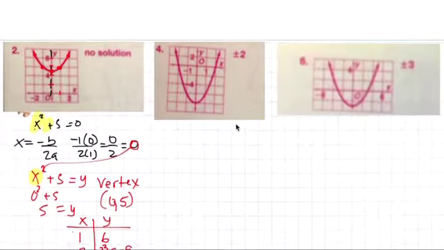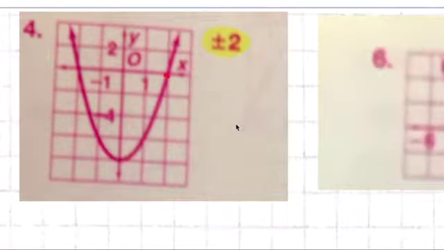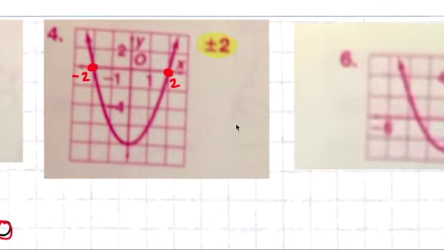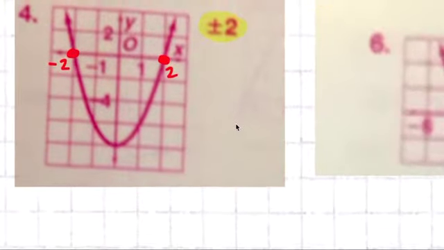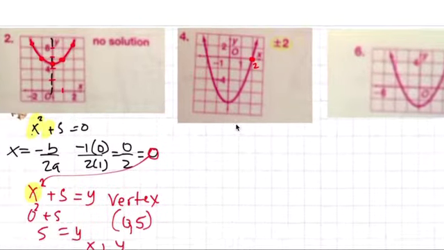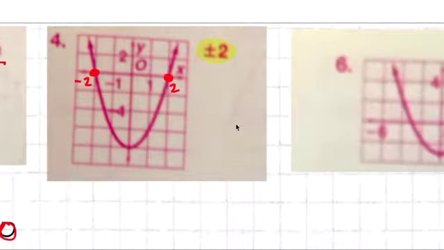Okay, now this one on number 4, notice the answer, there's 2 solutions right there where x is 2 and where x is negative 2. So this graph is called a no solution. This is 2 solutions.